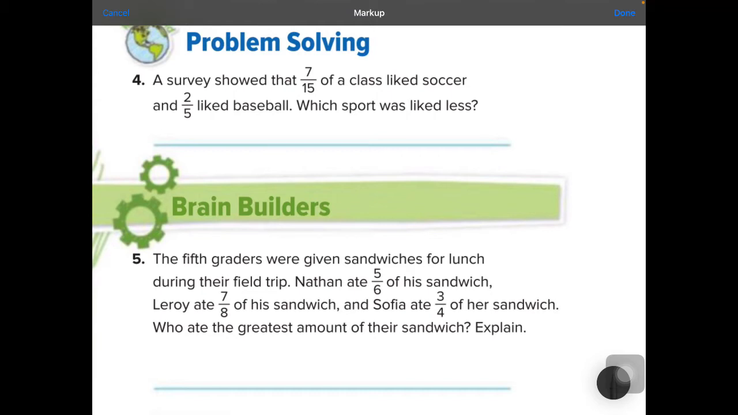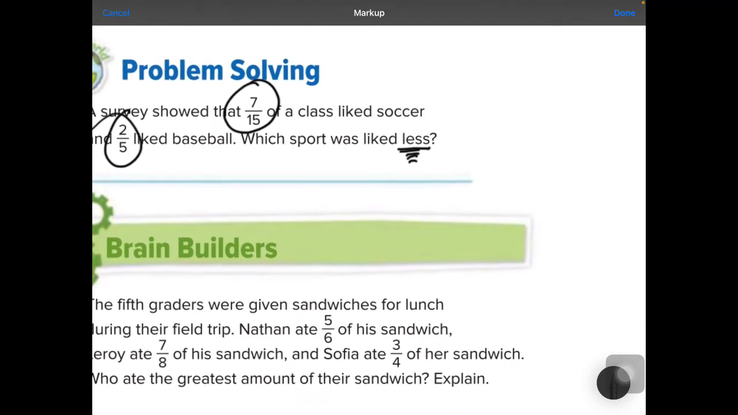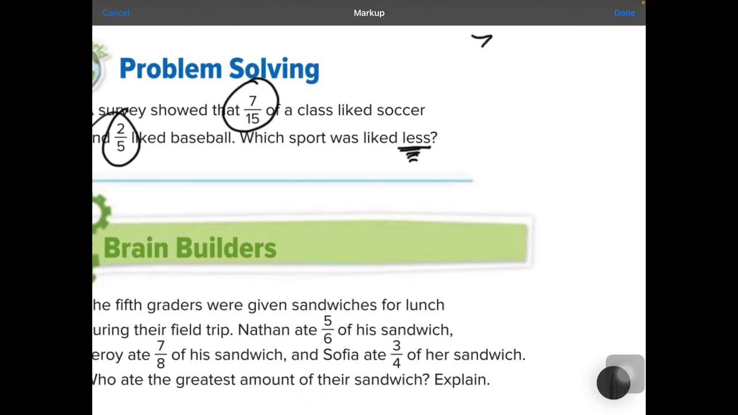Number 4, our surveys show that 7/15 of the class liked soccer. And 2/5 liked baseball. Which sport was liked less? Okay, so let's compare them. 7/15 and 2/5.